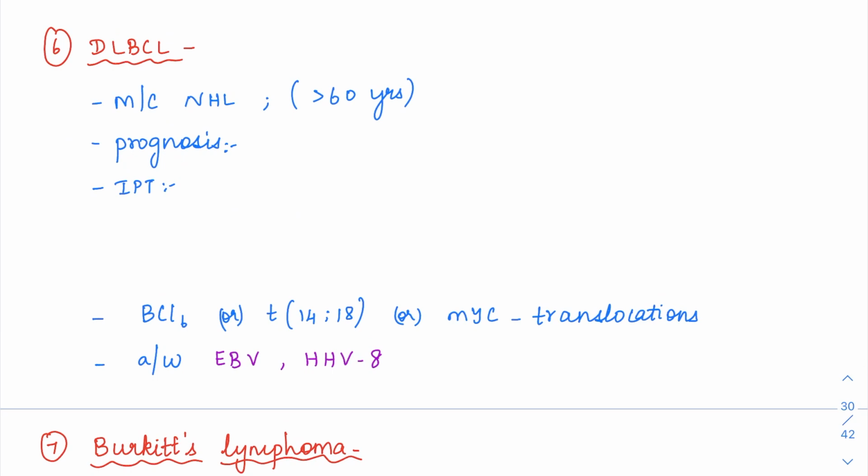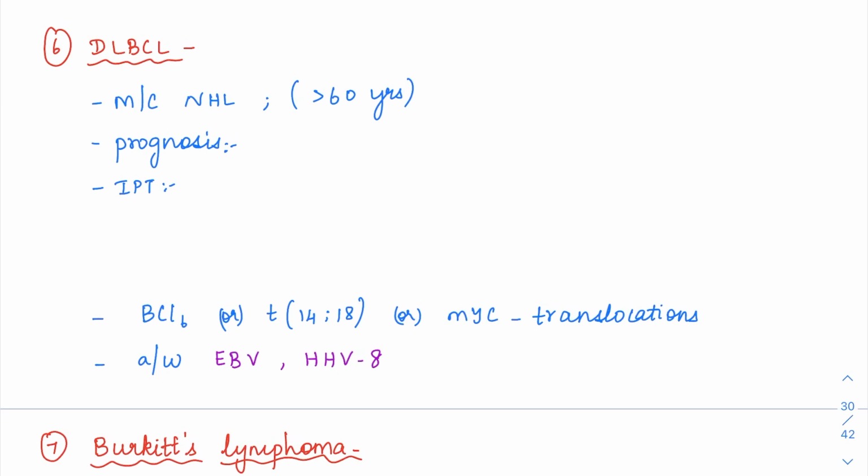Then we'll see about DLBCL, which is diffuse large B cell lymphoma. As the name suggests, it is going to be diffuse sheets, and large B cell in the sense the cells are going to be quite large. Under the lymphoma categories, if you see small cells, medium cells and large cells, diffuse large B cells come under the large cell category.